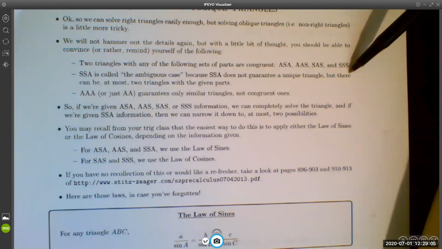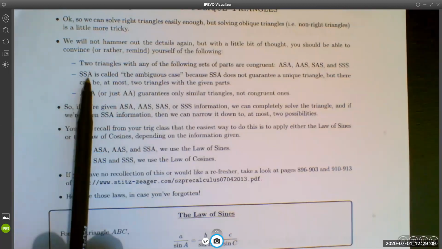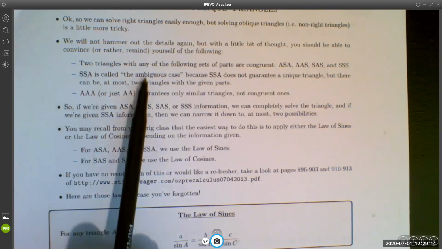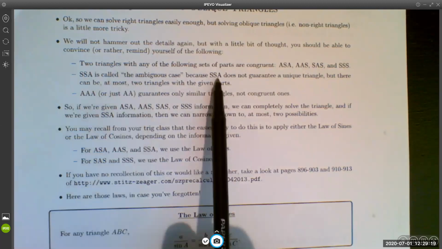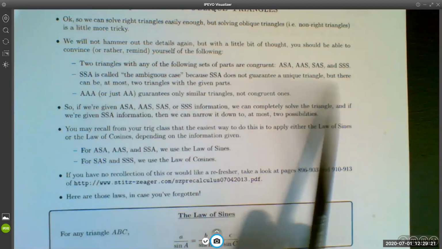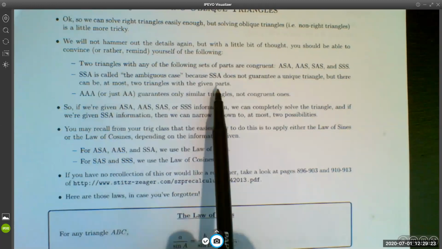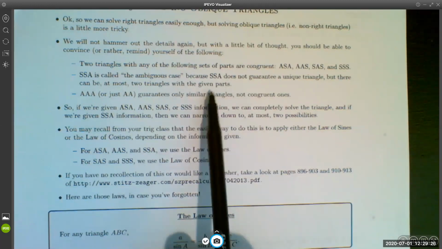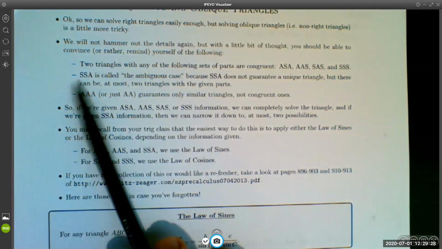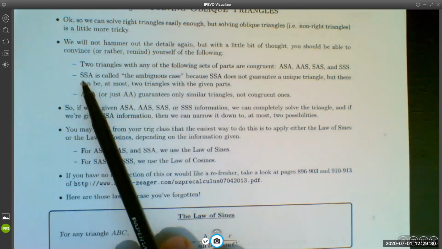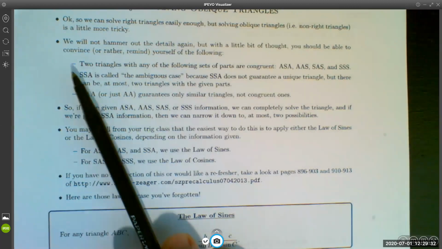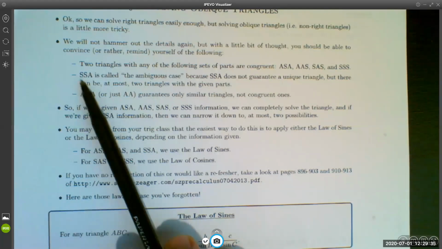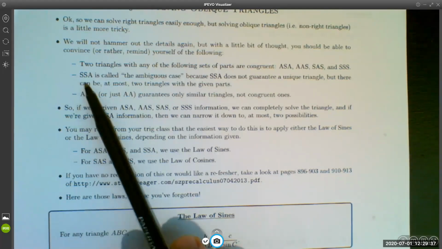Another possibility is that you could be given 2 sides and then an angle not between them, right? So side-side-angle. Now this one is called the ambiguous case because side-side-angle does not guarantee a unique triangle, okay? But there can be at most 2 triangles with the given information, right? That fit the bill. So again, side-side-angle, just like the other ones, could be describing a triangle that doesn't exist. Or it could be describing just 1 triangle that exists, or it could be describing 2 triangles that exist, that fit the description given.